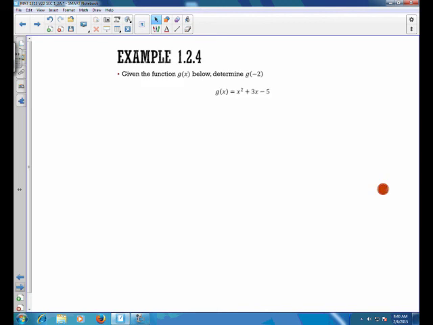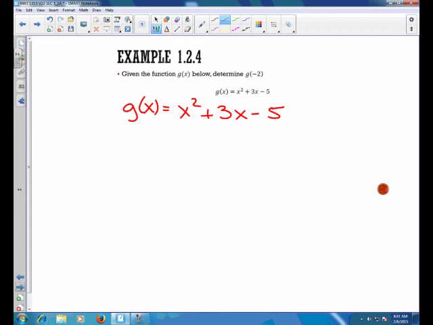Given the function g of x below, we want to determine g of -2. Well, our function g of x is x squared plus 3x minus 5. And we want to find g of -2.